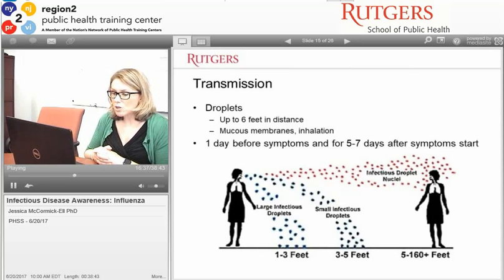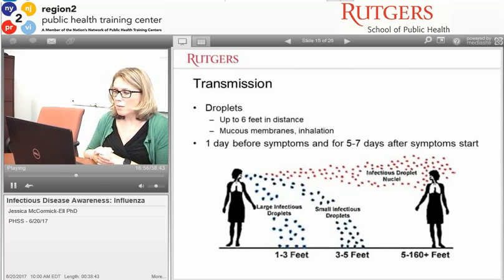Droplets can travel up to 6 feet in distance. And so even if you're more than or around 6 feet away from somebody, you could still come into contact with droplets that could make you sick. And again, this is always something that's an issue for mucous membrane exposure, inhalation, and also surfaces.